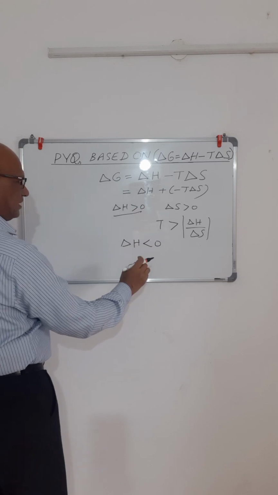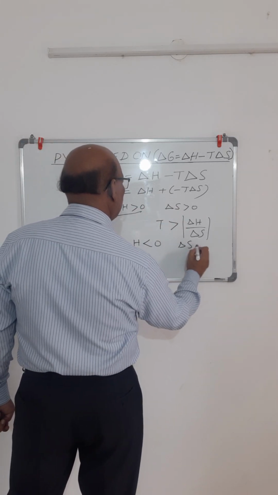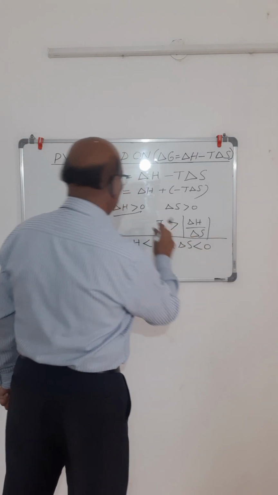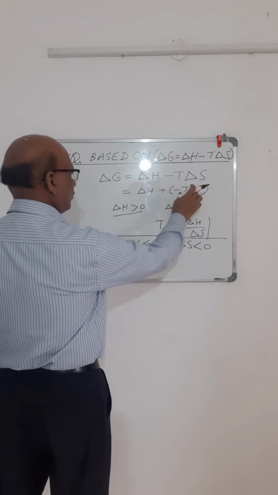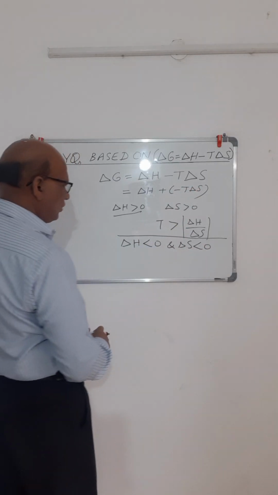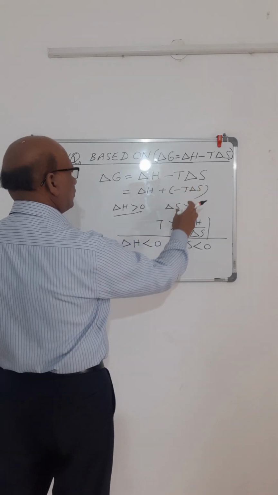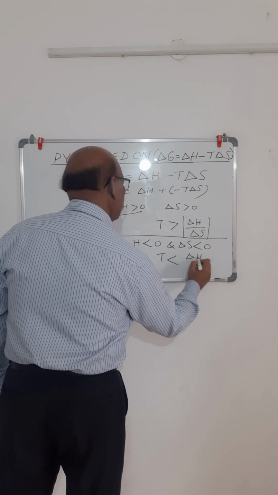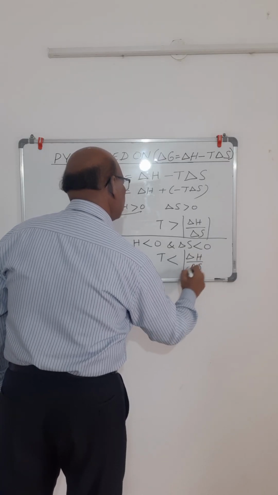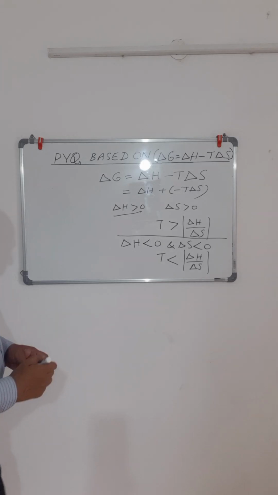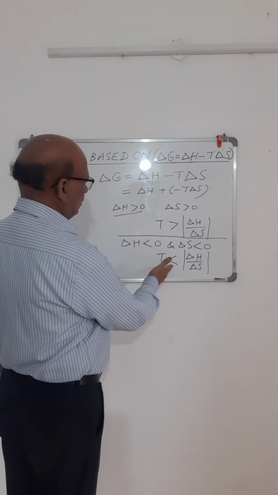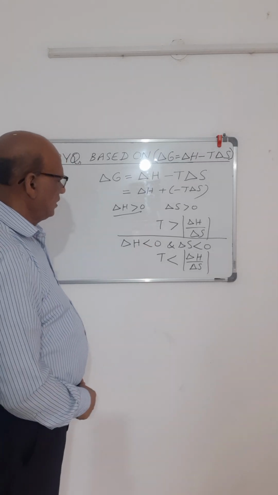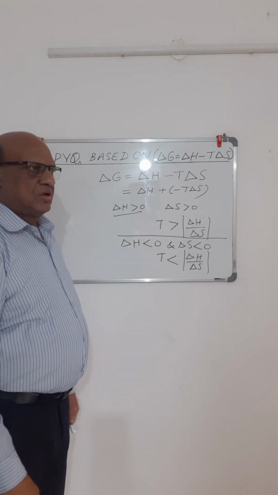And now let us take the second case where delta H is less than 0. That means first term is negative and second term is positive, means delta S is also less than 0. For this reaction to become spontaneous, the positive term should be less. That means temperature should be less than delta H upon delta S, then only this forward reaction will become spontaneous. And it is understood by Le Chatelier's principle also, because delta H less than 0 means these are the exothermic reactions, and exothermic reactions are favored at lower temperatures.